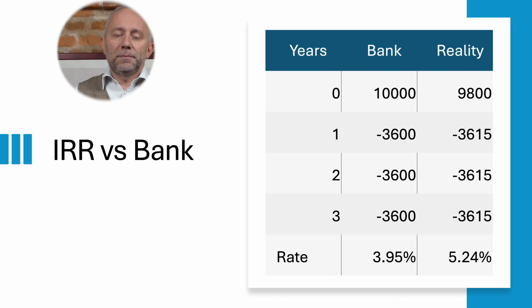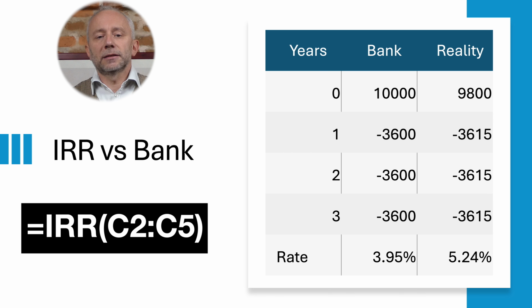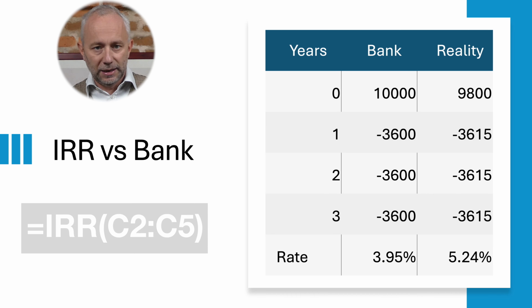And now, apply the formula IRR, internal rate of return, from the first inflow to the last outflow. And here is the result, 5.24% per year. Now, think about this. A bank may advertise your loan at, say, 4%, but when you factor in fees and real cash flow, the cost jumps to 5.24%. That's the number that matters.